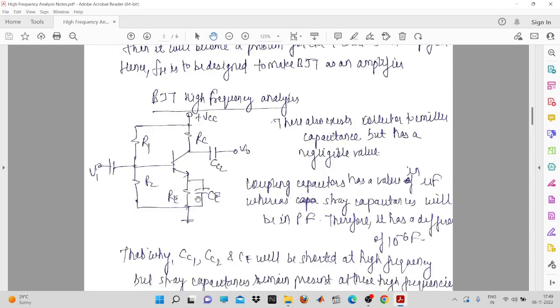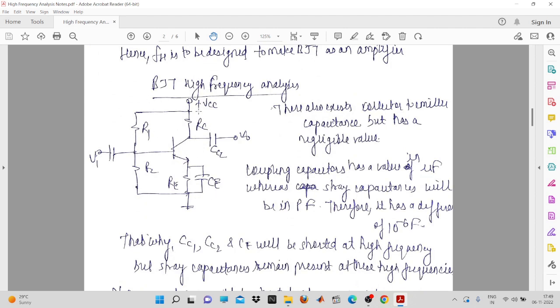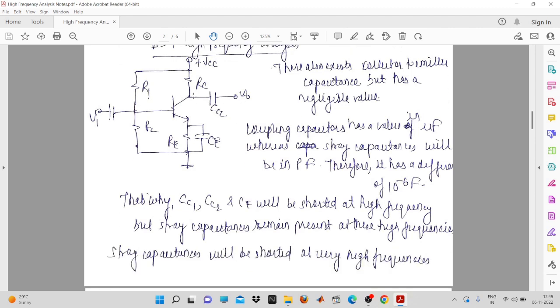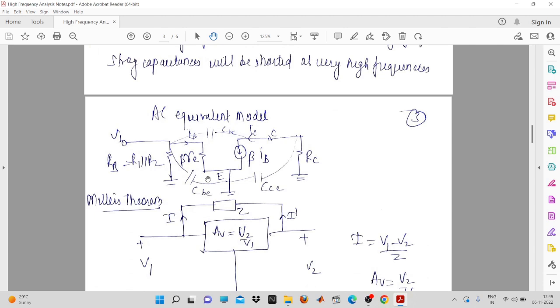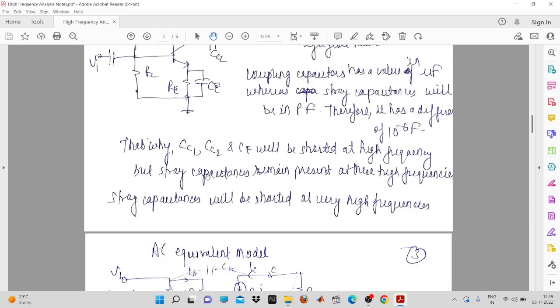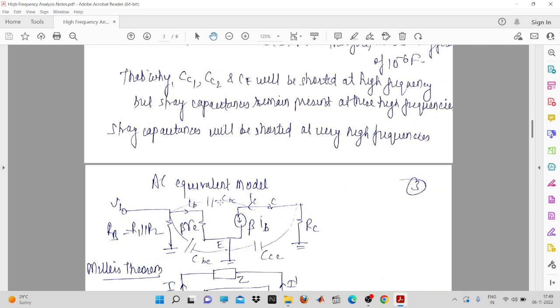Now, if you want to do the high frequency analysis, it means that this DC source will be shorted, or you have to deactivate it. So when this will be zero, what is going to happen? This R1 and R2 will come in parallel, and this RC will come with respect to ground. So RC will be connected between the collector and the ground. This is the AC equivalent model which we have drawn. This one is R1 parallel to R2, and this one is the RC.